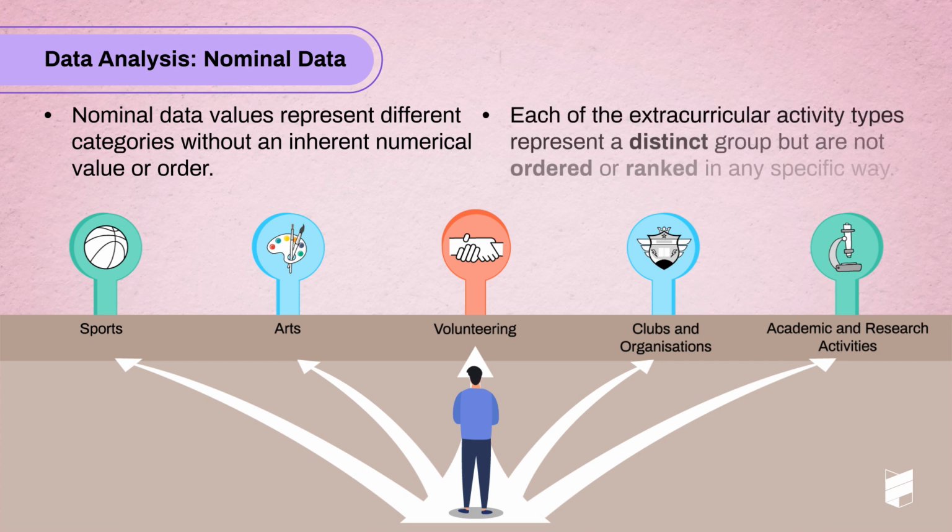Each of these types represents a distinct group, and they are not ordered or ranked in any specific way. For example, there is no natural numerical order to compare sports with arts and creativity, or to rank volunteering higher or lower than clubs and organizations.